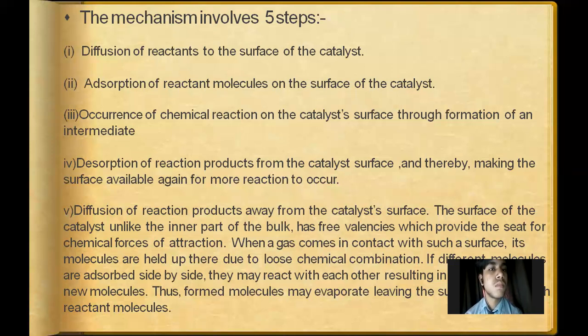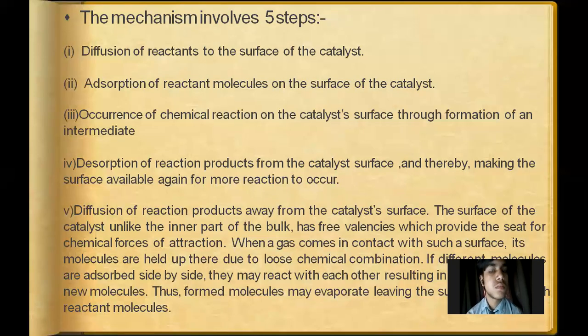Next is desorption of the reaction product from the catalyst surface, thereby making the surface available for more reaction. If you do desorption, you can remove the products from the surface of the catalyst and use it again for another reaction. Desorption means that if you remove the pressure or increase the temperature, the adsorbed gas or liquid will leave the surface of the catalyst, and you can use this catalyst for a new reaction. Finally, diffusion of reaction products away from the catalyst surface.